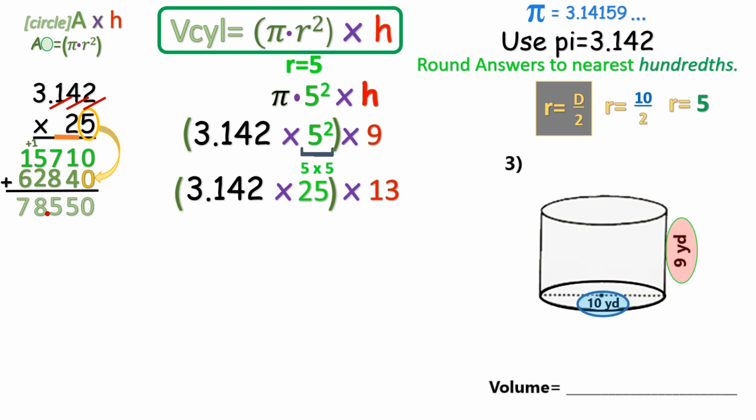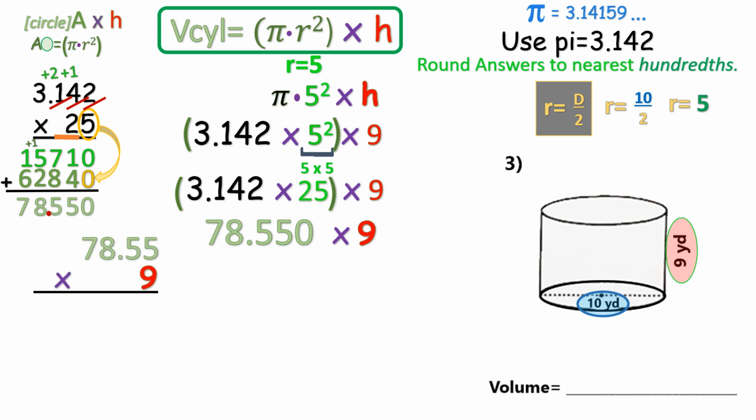Now, when I do my next step, I notice that I have a decimal ending with a 0. That just gives me an extra decimal position that I have to work with, so I'm just going to get rid of it. I don't like having to work with more decimal positions than I need to. So instead of having 78.550 multiplied by 9, I'm just going to make it 78.55 multiplied by 9. It won't change my answer because if I use the 0, then I have to move my decimal 3 times. Since I'm getting rid of it, I only have to move my decimal 2 times.